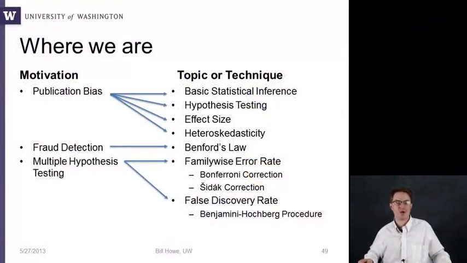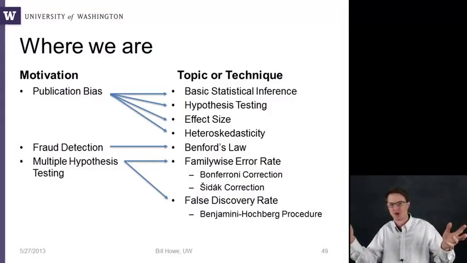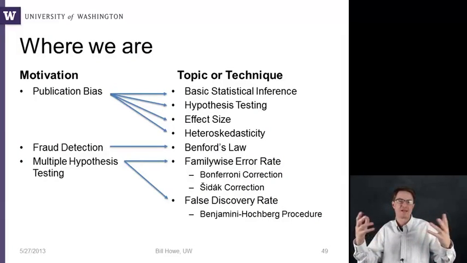Okay, so where are we now? We motivated the discussion of statistical inference and estimation by bringing up this so-called decline effect, where the effect size of scientific results seems to be going down over time, and reproducibility is suffering. And so we gave some reasons for this: publication bias, mistakes and fraud, and this multiple hypothesis testing problem. And we used these motivations, these scenarios, to bring up various topics and techniques.